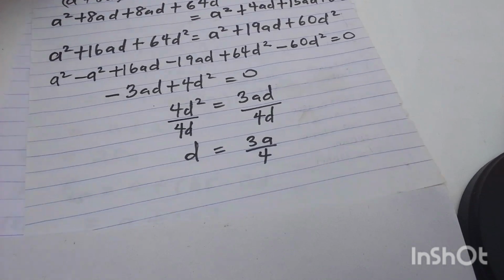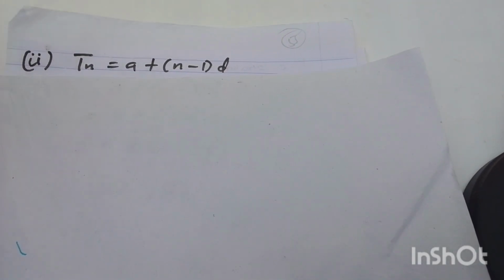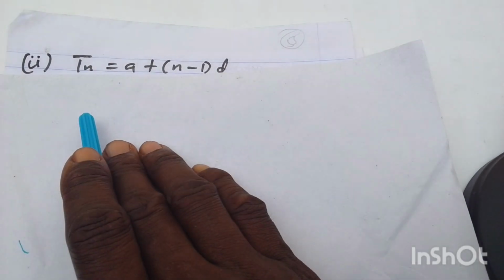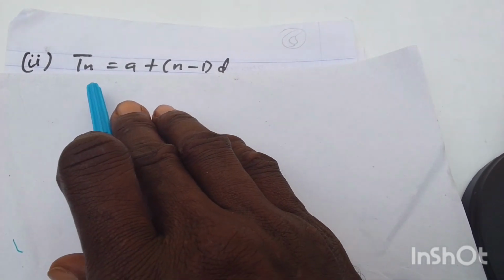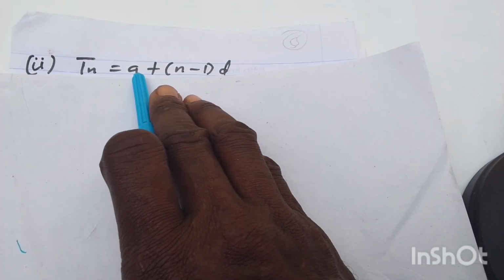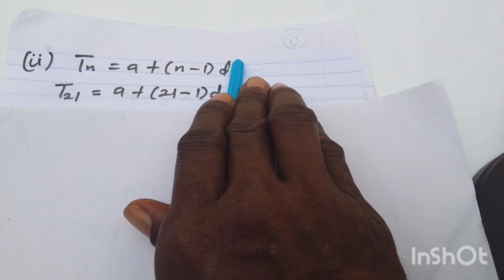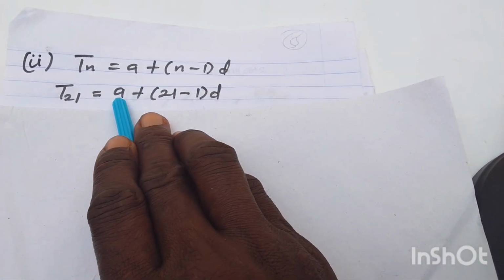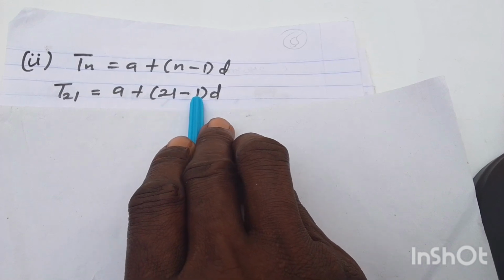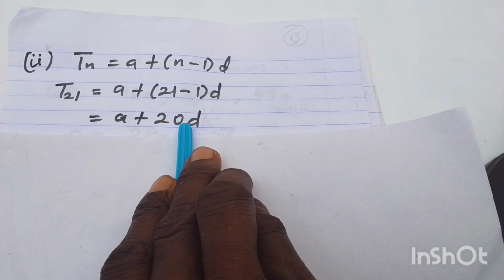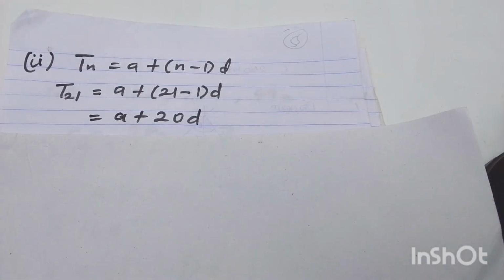7 over 4. So now, let's try to get the value in terms of the nth term. If you are talking about the nth term of a linear sequence, you are going to look for Tn is equal to a plus (n minus 1)d. So now if I'm to get the 21st term, the 21st term is what? a plus (21 minus 1)d, which is what? a plus 20d.